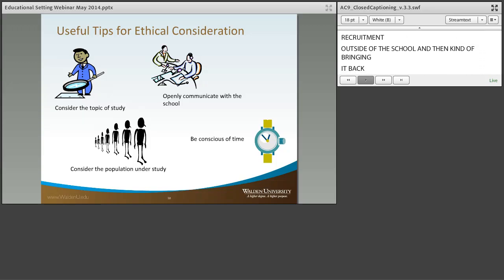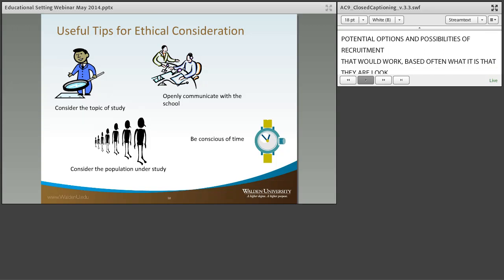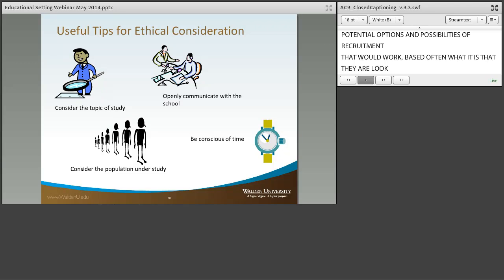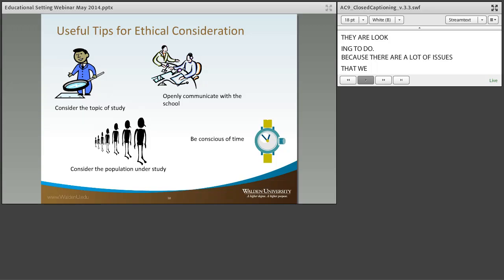And certainly, if you have students that are really wanting to focus on a small subpopulation like that, I would encourage you to have them contact the IRB so that we can help them identify some potential options and possibilities of recruitment that would work based on what they're looking to do, because there are a lot of issues. We just want to make sure that the student doesn't put themselves in a situation where they're asking the school to do something that they can't do.